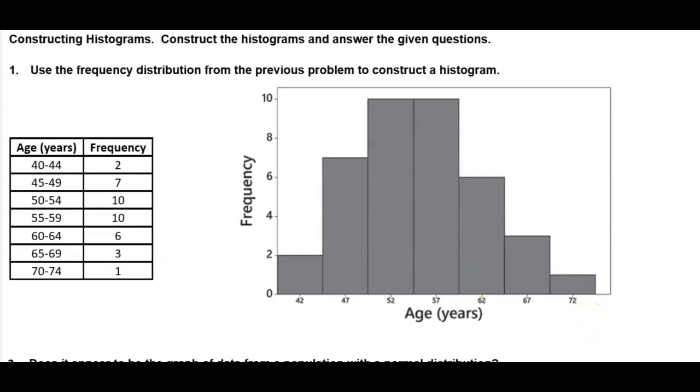It would be nice to label the top of each bar. So we can say this represents 2, this is 7, this is 10, this is 10, this is 6, this is 3, and that's 1. So now we've constructed a histogram of the frequency distribution.